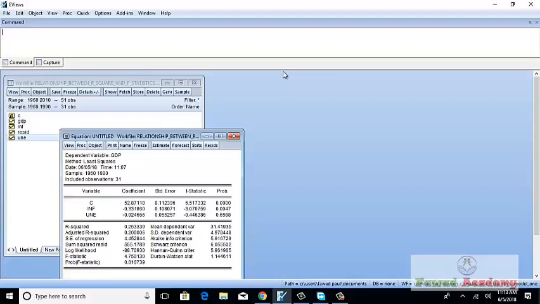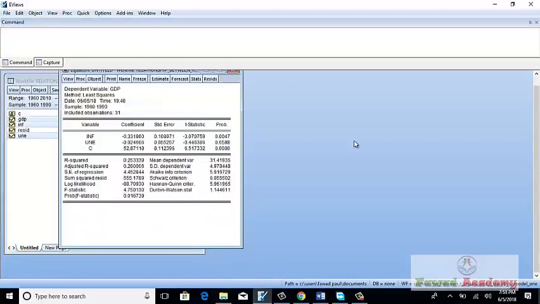So our model is not nicely fitted because 25.33% is very low. So let's talk about the F-statistic. Here we can see that the F-statistic value is 4.750 and the probability is 1.6%. The probability shows that this is significant because it is less than 5%.